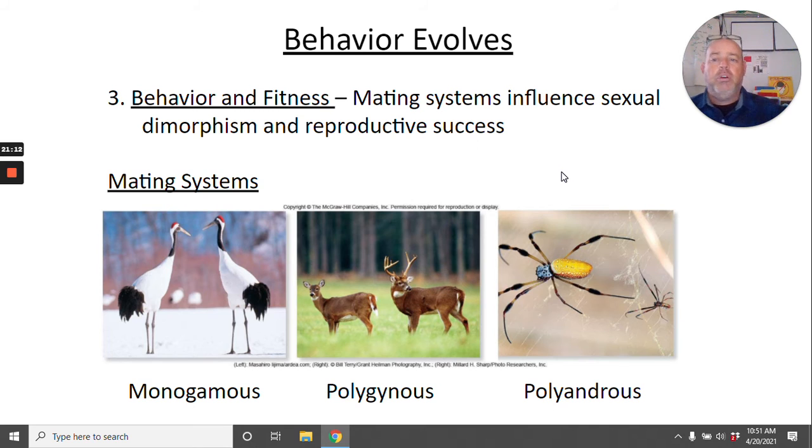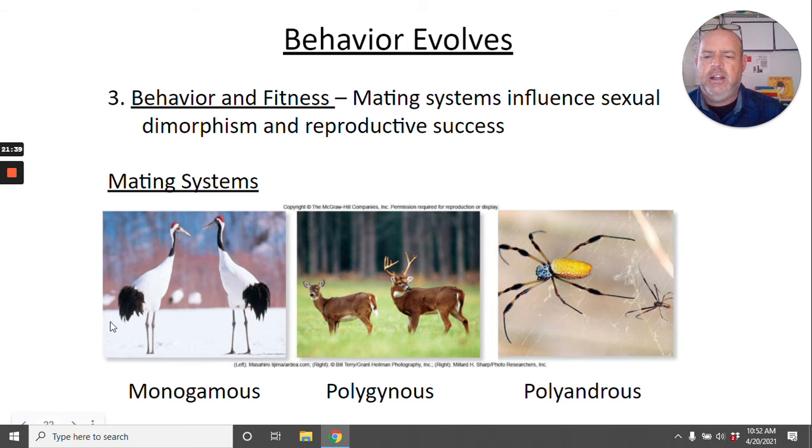If we look at more behavior and we look at fitness, if you're talking fitness, you have to talk about reproductive success. And mating systems influence sexual dimorphism as well, another word from our evolution unit. Remember, sexual dimorphism is being able to physically look at a male and female and tell the difference. Certainly in the second and third picture, we can do that, right? Bucks have the big antlers. And in the third picture there, one spider is definitely way bigger than the other.